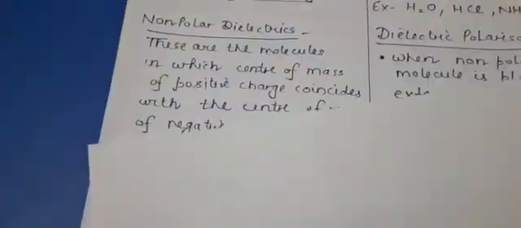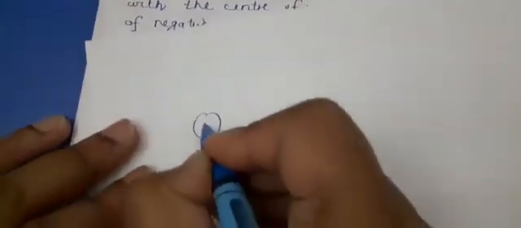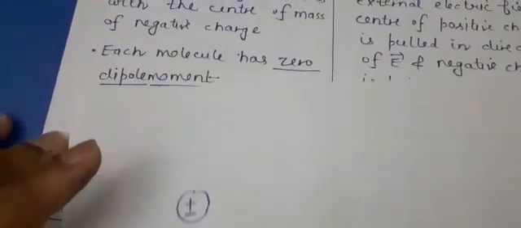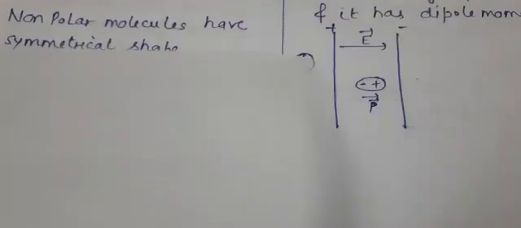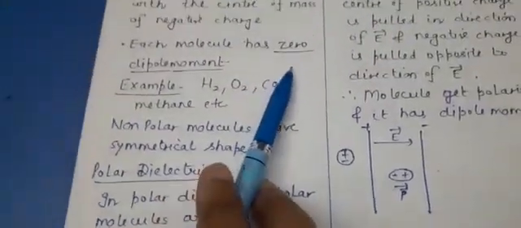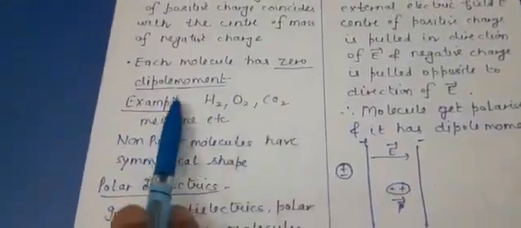How can we understand it? This is a molecule where positive and negative charge are coinciding. These are not separated from each other for non-polar molecules. So in this case, there will be no net dipole moment because the molecule's positive and negative charges are not separated. Correspondingly, it will not have any dipole moment. The molecule has zero dipole moment.